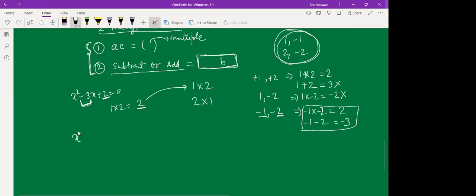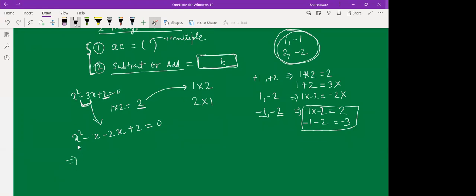We will take x square minus x, then x and -2x, plus 2 equals to 0, right? So this is how you do the middle term splitting. Any question, any queries, any doubt? No, sir. Okay. And then you solve these equations.